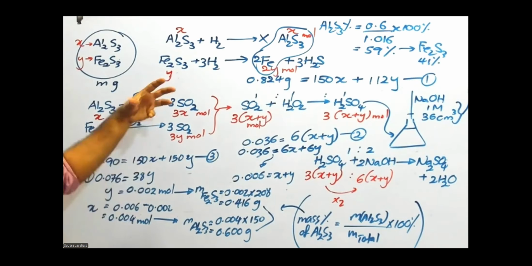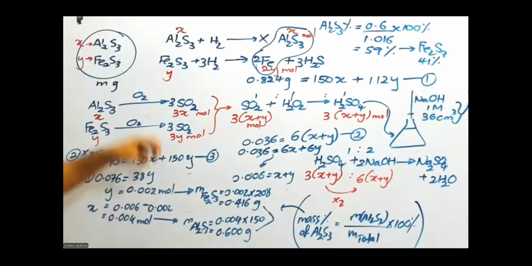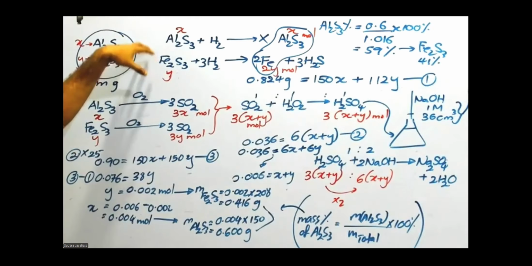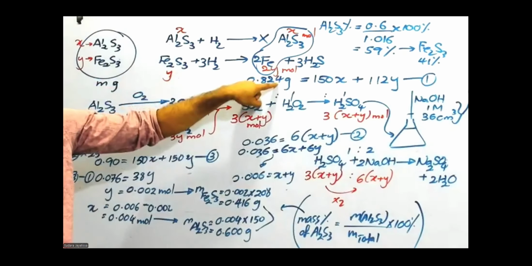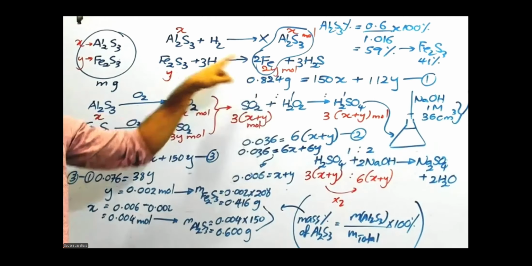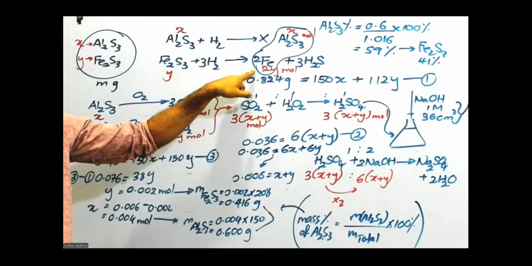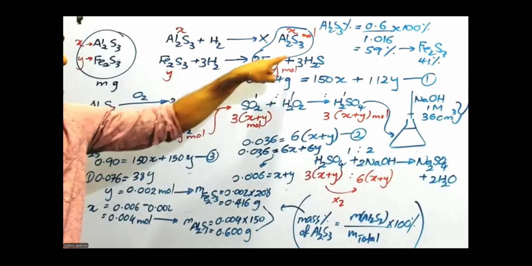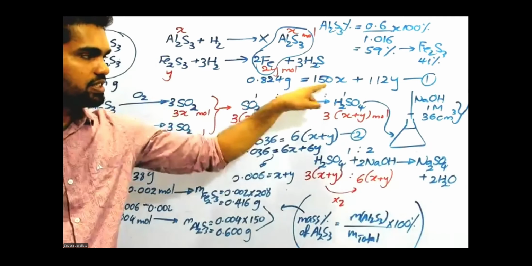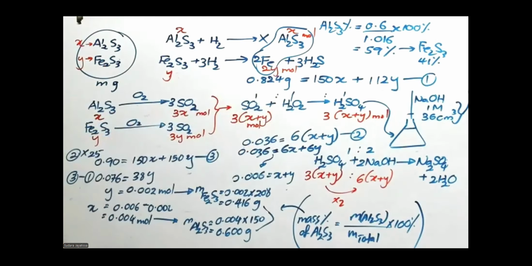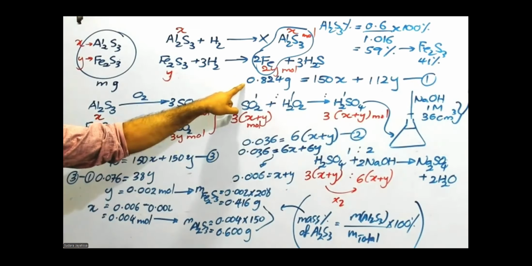And there are two sets of reactions. The first one is telling that Al2S3 and Fe2S3 are reacting with hydrogen. In that reaction, they have given you the final mass. So only iron is reacting properly, and then you can get this equation. If you get the molar masses, you will get this equation: the mass of Fe2S3 and Al2S3 is equal to 0.824.